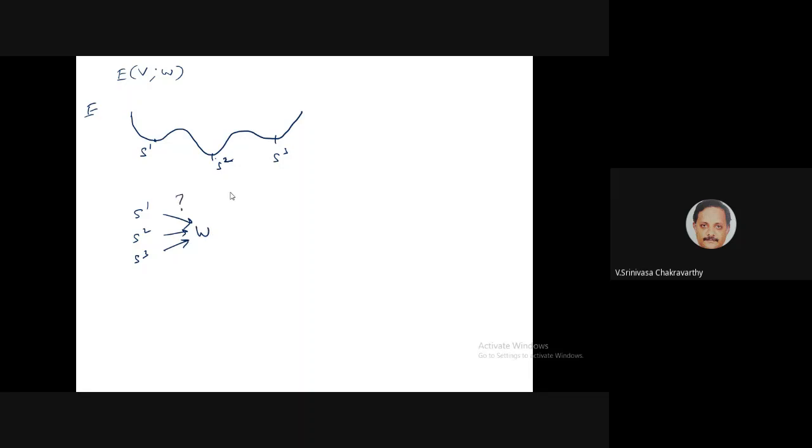This is where you need a storage rule. How do you store information into the weight matrix? So basically, how do you get this weight matrix? What we want is, let's take only one pattern. I need to store a pattern S in the weight matrix. Now S is a binary variable, which means S_i is equal to plus or minus one. It's a binary vector.